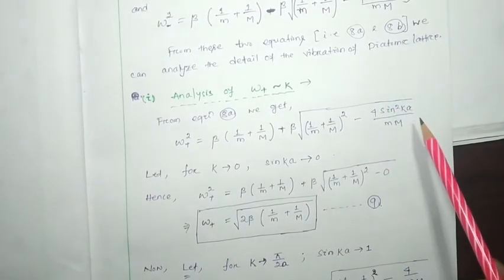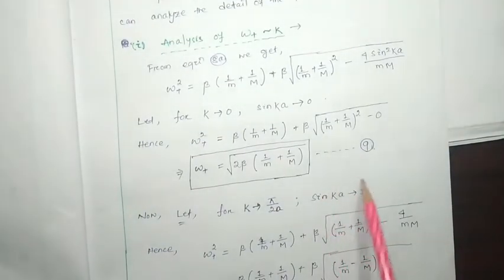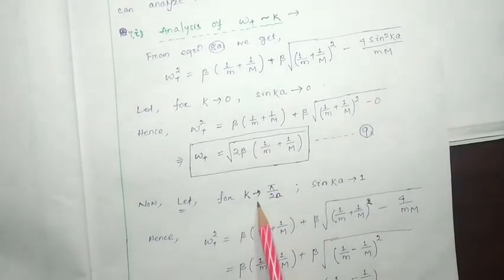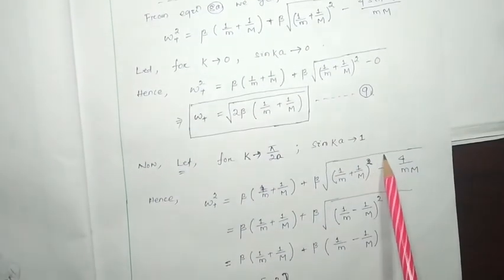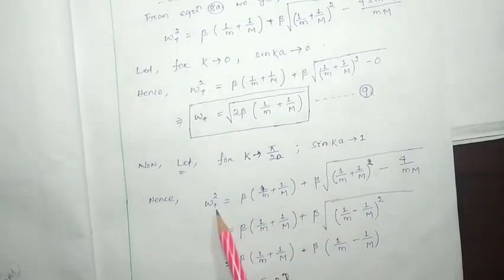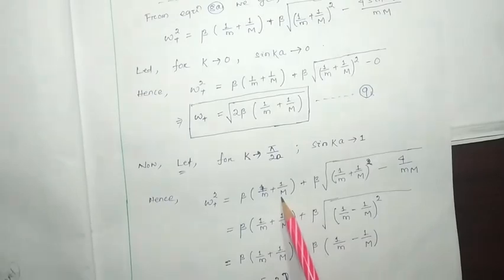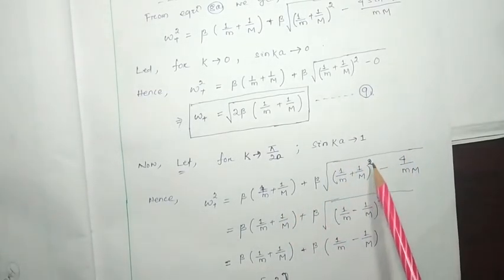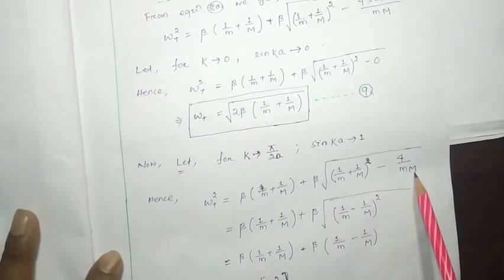Now we are going to consider the sin k maximum value. So sin k will be 1 when k is equal to pi by 2a. So for k tending to pi by 2a, sin k will be equal to 1. Hence omega plus square will be equal to beta (1/m + 1/M) plus beta root over of (1/m + 1/M) square minus 4/(mM).